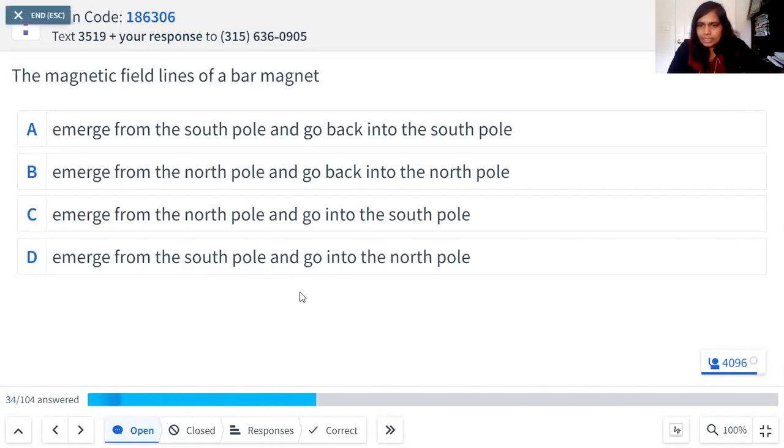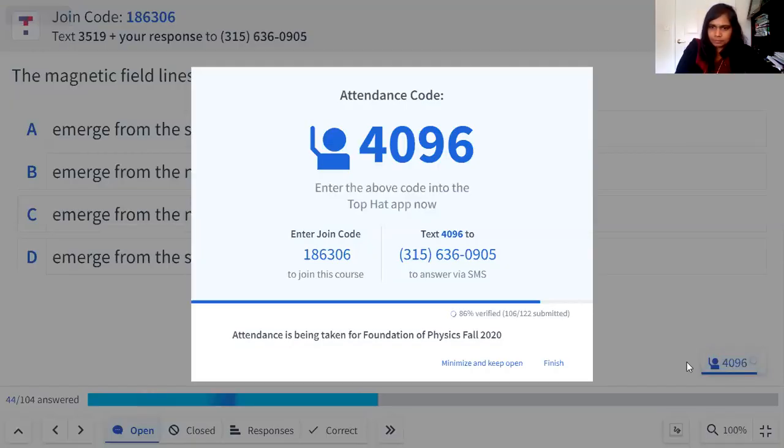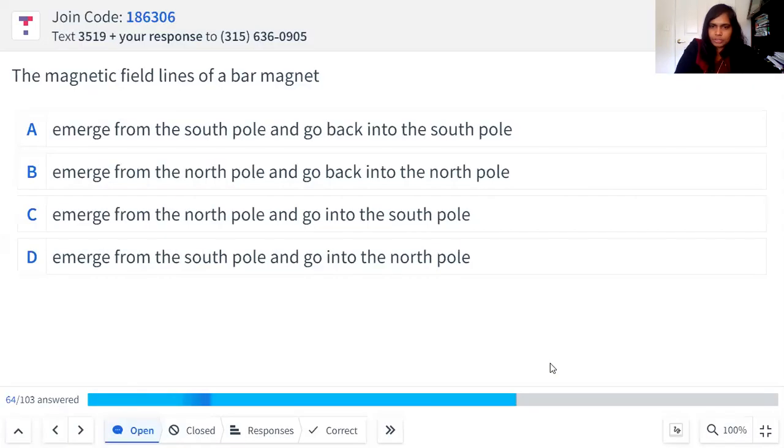Okay, are we all good sending the attendance code? I'm going to stop counting attendance. Do we have anyone who needs more time on the attendance? I think not, so I'll finish counting it. Okay, let's see your answers.